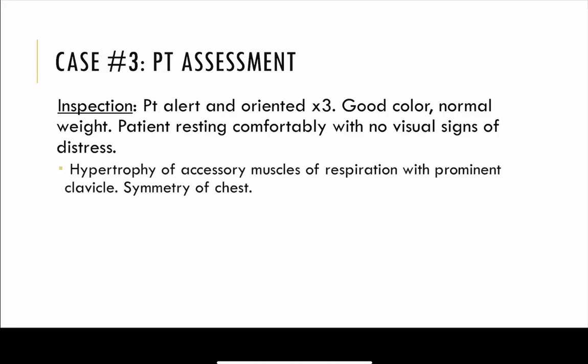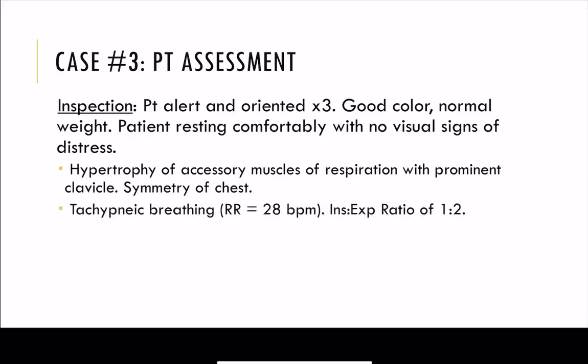We do observe hypertrophy of the accessory muscles of respiration with prominent clavicles. That is an expected abnormal finding with a patient who has a diagnosis of pulmonary fibrosis. And he has symmetry of chest. That's also very fitting. This typically does not just affect a single lobe. It would be kind of a global situation. He still is exhibiting a tachypnic breathing pattern.